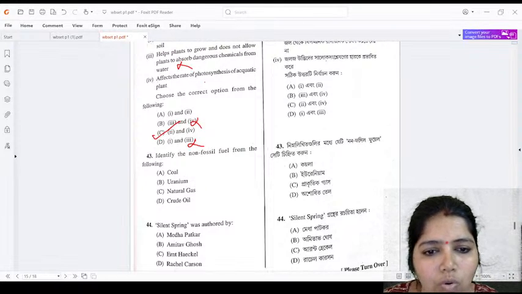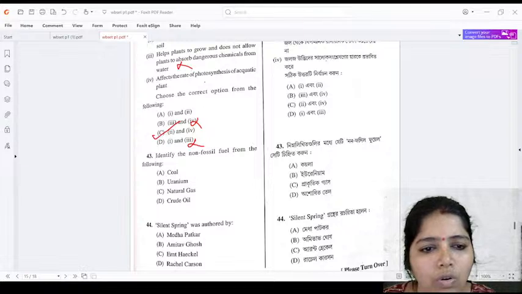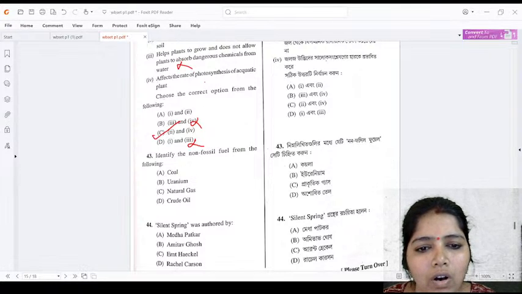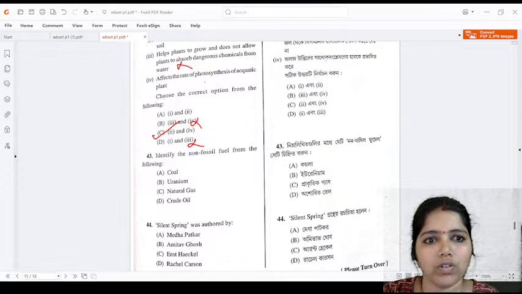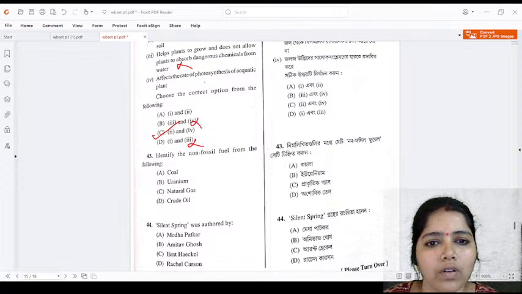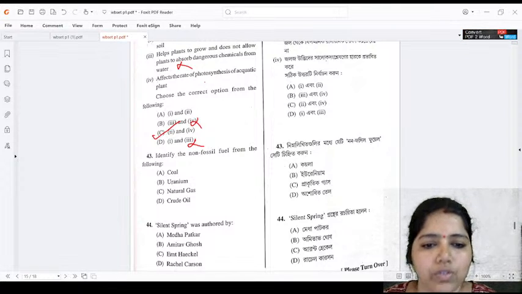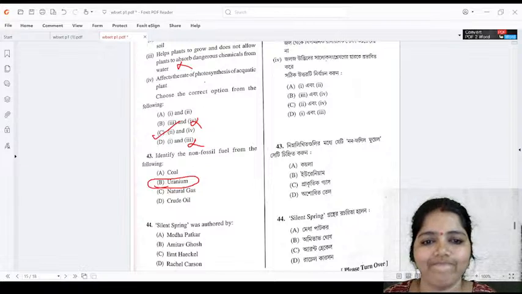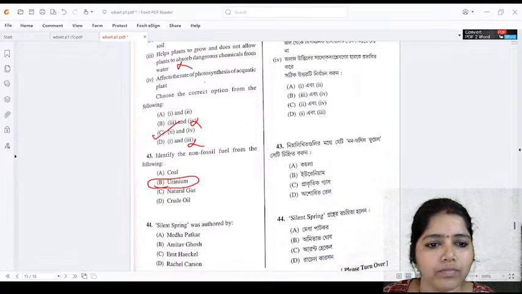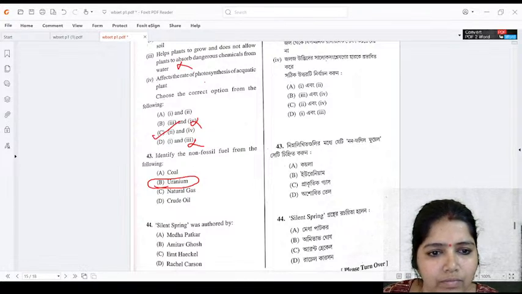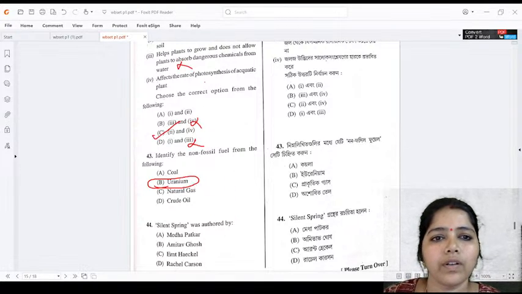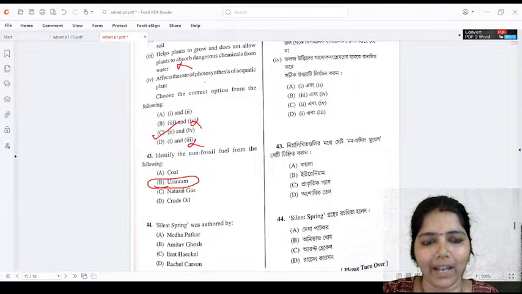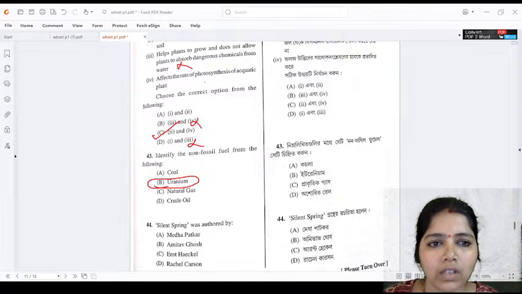What they've given: coal, natural gas, or all. Uranium is non-fossil. Yes, uranium is a non-fossil fuel. Yes, it is a non-fossil fuel. I probably try to give the answers for all the one.